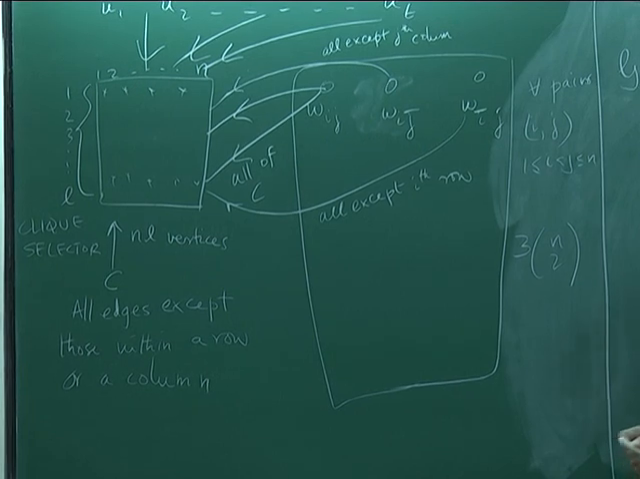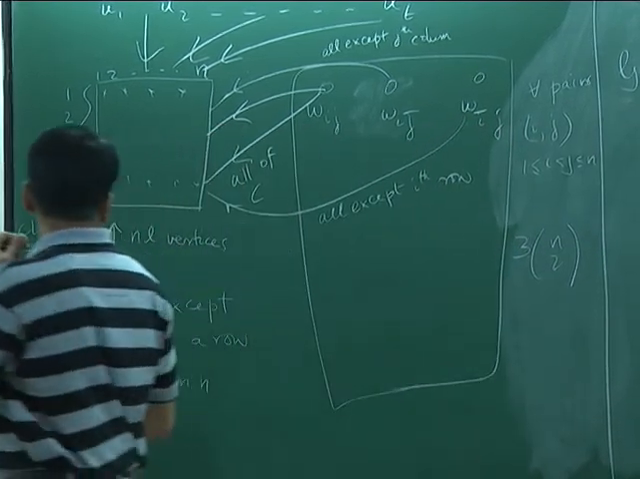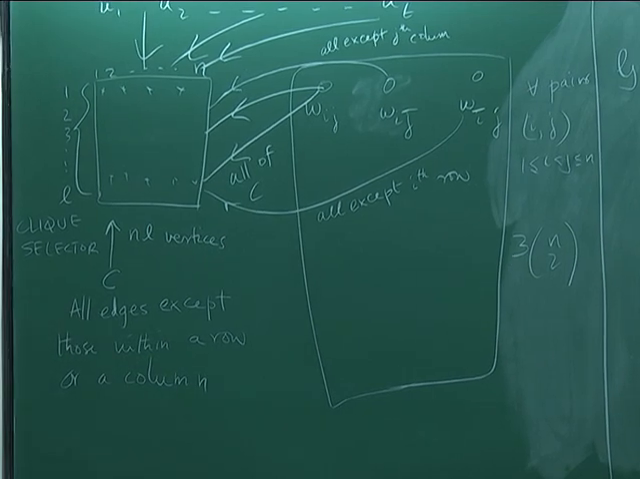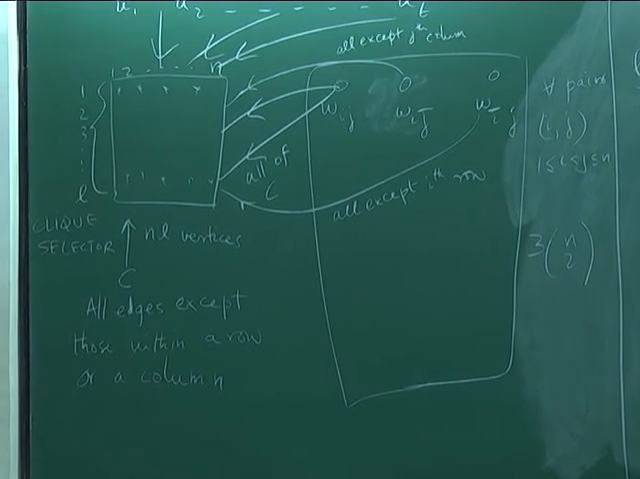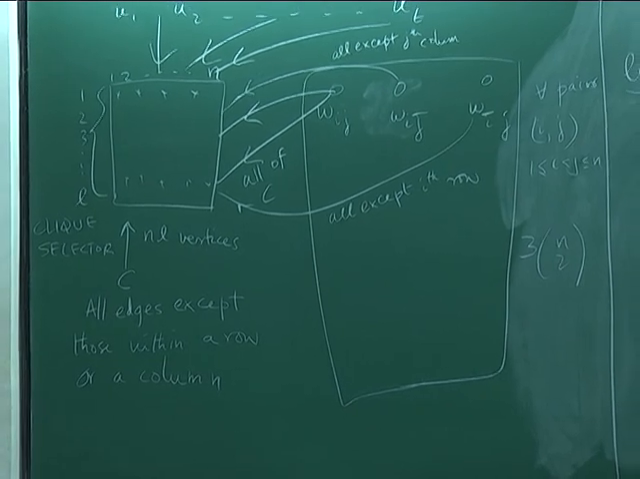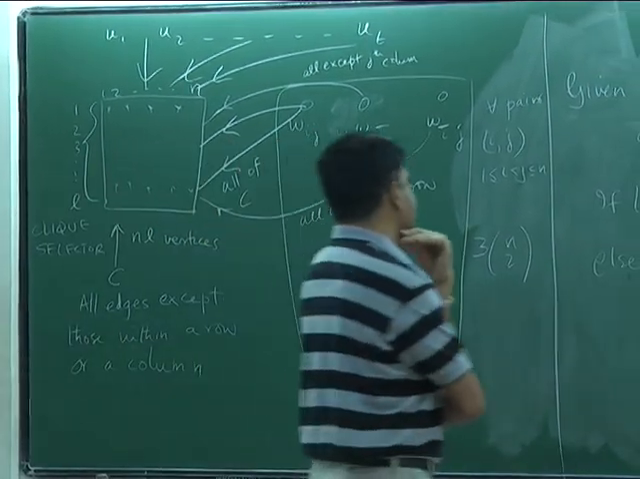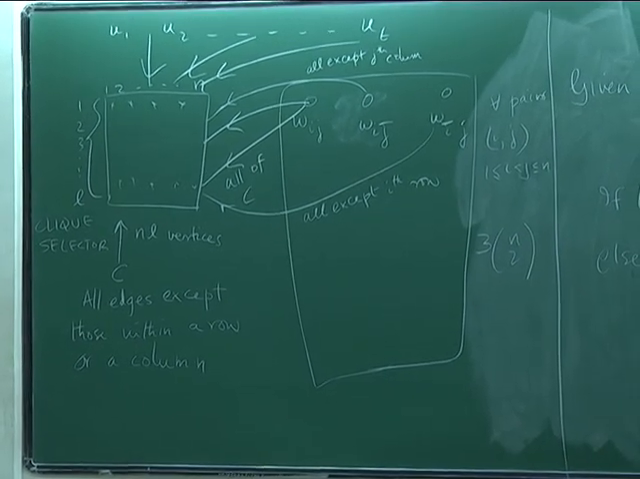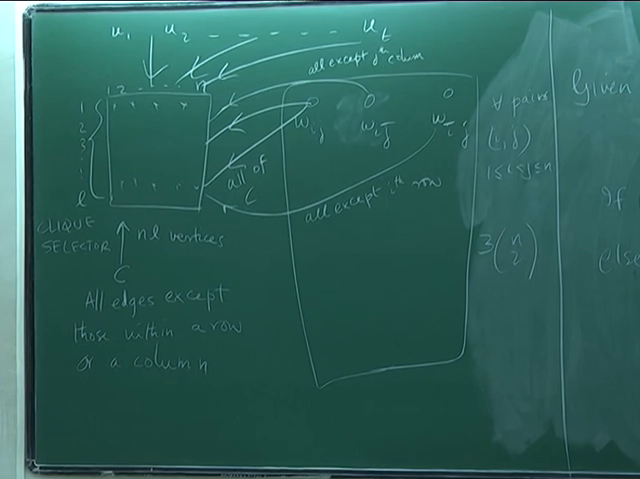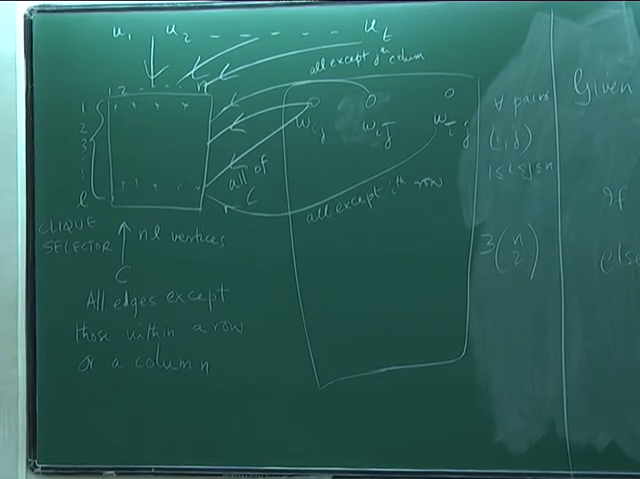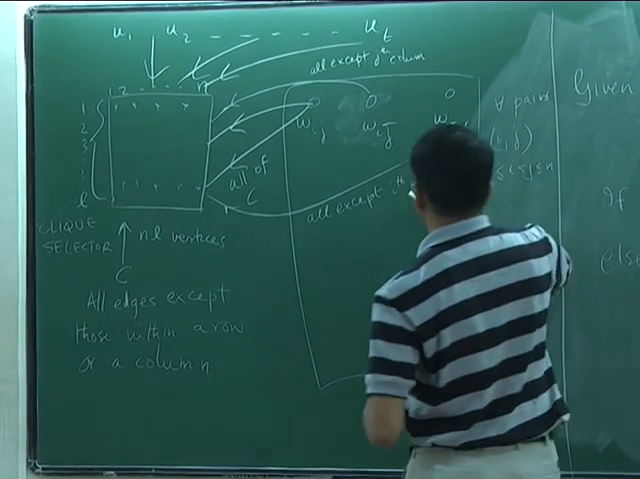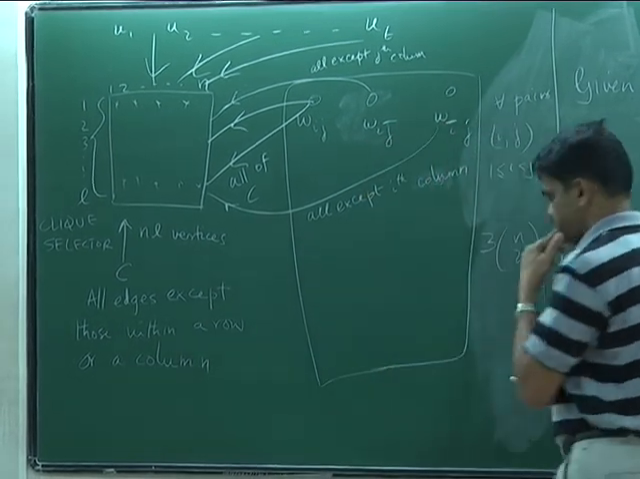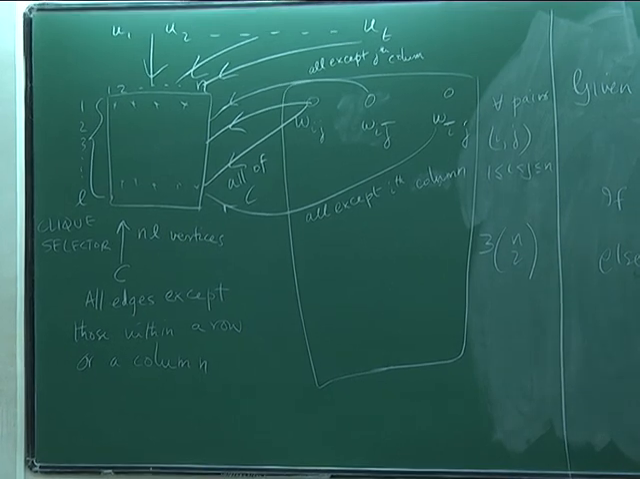But there are only L rows. I don't know. There are only, I see. You think it's column? Yeah, okay. I think it's column. Yeah, you may be right. I'll just check.